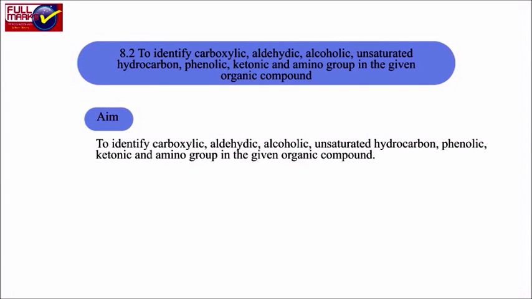8.2. To identify carboxylic, aldehydic, alcoholic, unsaturated hydrocarbon, phenolic, ketonic, and amino group in a given organic compound. Aim: to identify carboxylic, aldehydic, alcoholic, unsaturated hydrocarbon, phenolic, ketonic, and amino group in a given organic compound.